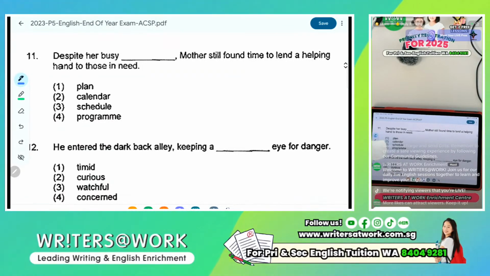Question 11. "Despite her busy ___, mother still found time to lend a helping hand to those in need." So we're interested in "busy." Busy means that you have a lot of things to do.